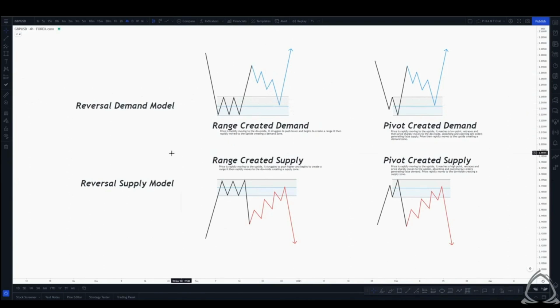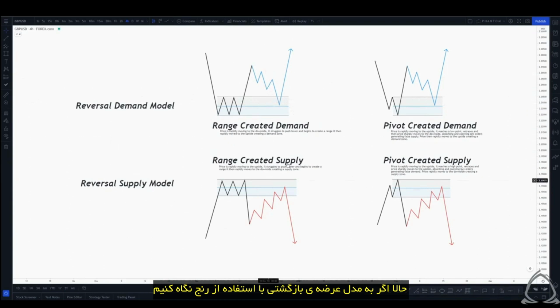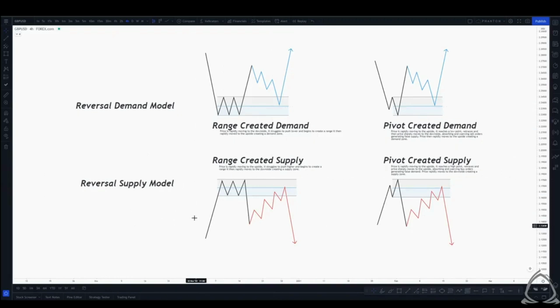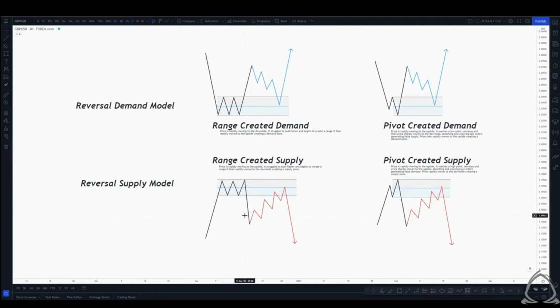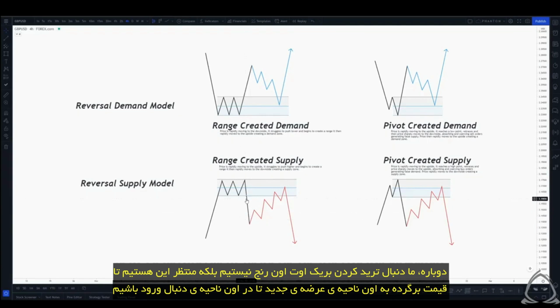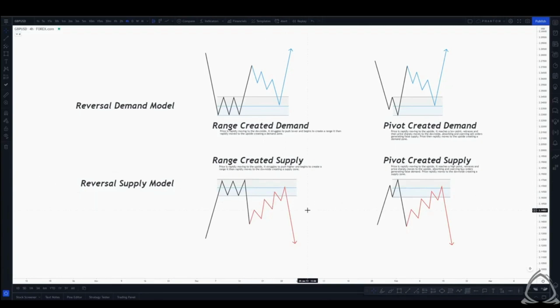Now, if we're looking at a reversal supply model using the range created supply, we'd be looking for price coming to the upside, likely in an uptrend prior to that. We create a sideways range and then an expansion away to the downside of that range. Again, we're not looking to trade that initial break of the range, but instead we're waiting for price to move back into that newly created supply zone, that range, to look for our entries.